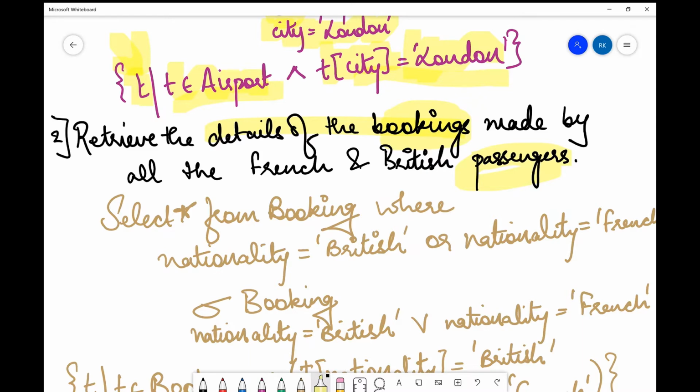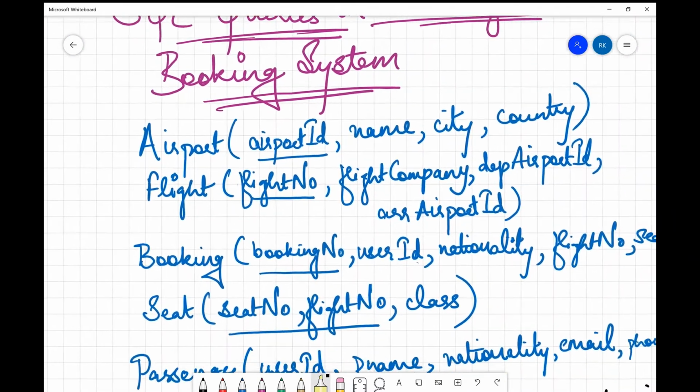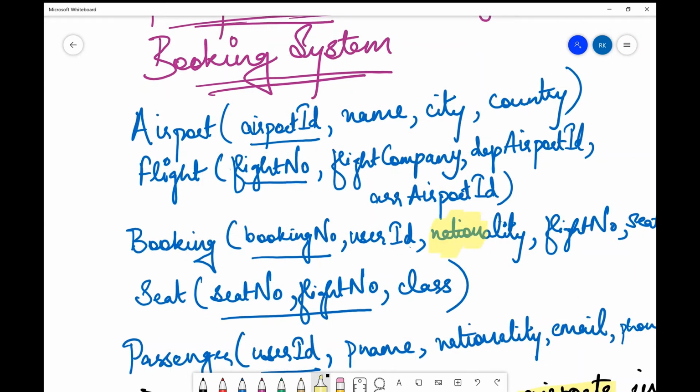So that means essentially we'll be focusing on the booking table. Okay, so in the booking table, what else do we need to select? They have given us the constraint that the passengers should either be French or British. That means they have defined the nationality of the passengers which are required. As you can see over here, there was an attribute about nationality.